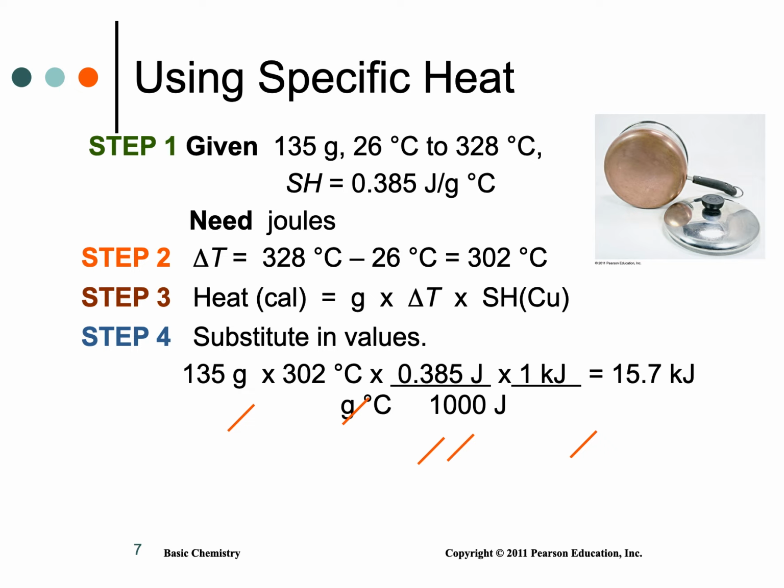So we have 135 grams times the change in temperature, 302 Celsius, times the specific heat, 0.385. And now that's going to give us joules, and now we have to divide by 1,000 to turn it into kilojoules, and we have our answer.